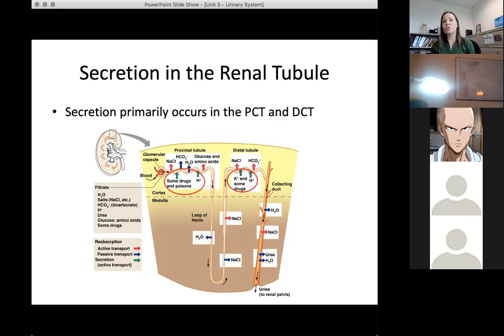And then finally, to control blood's pH. Hydrogen ions and bicarbonate ions are the two main ions that can be secreted in order to maintain the proper pH of blood. Remember, you don't want it getting too acidic. You also don't want it getting too basic.